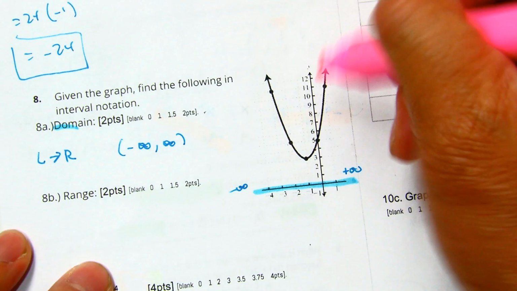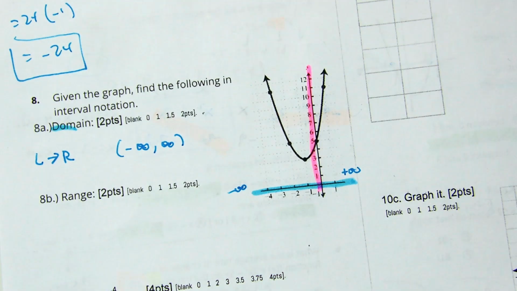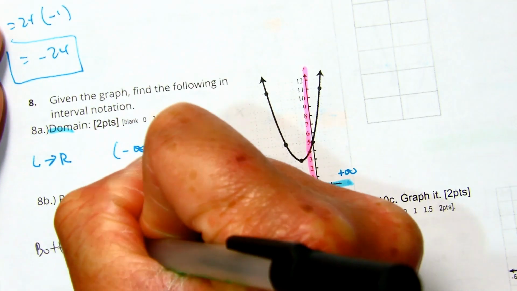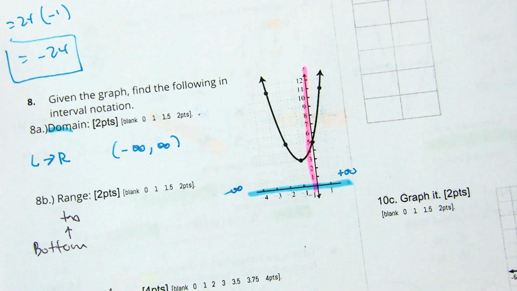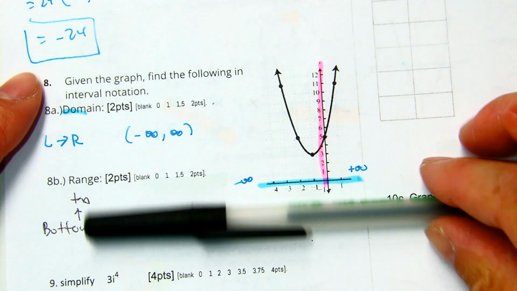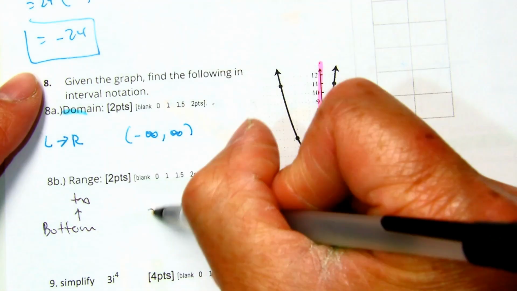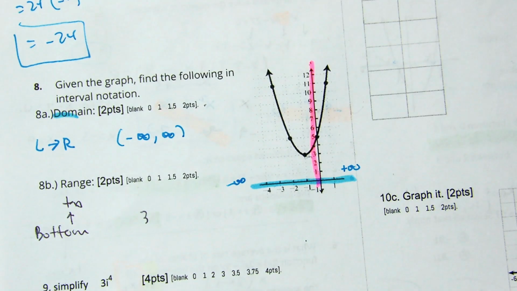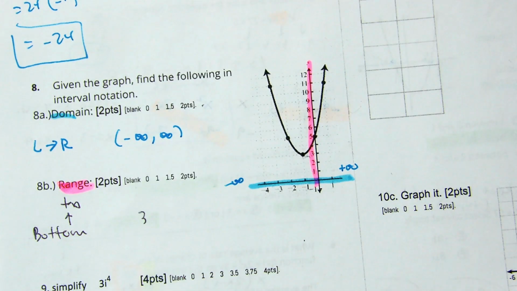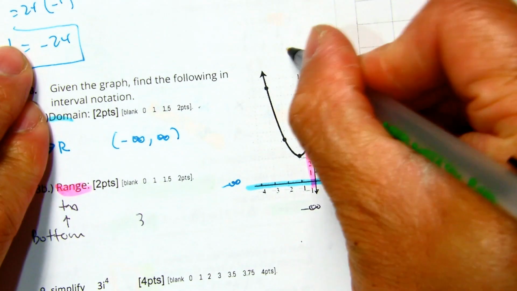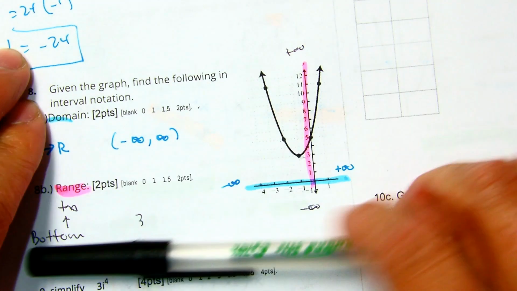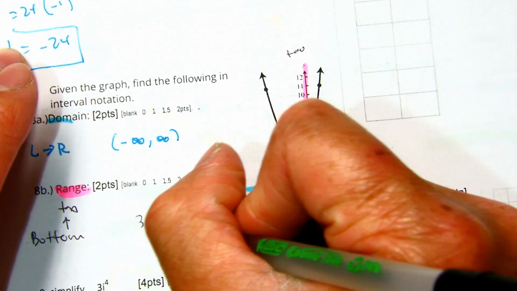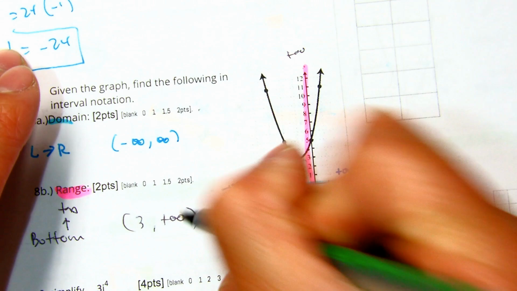The range, my phrase is bottom to top. What are the outputs of the graph? Well, we start here at 3 on the pink. Pink is for the range. So again, negative numbers, positive numbers, but the graph doesn't start until 3 on the y, and then finishes up here at positive infinity. So that is your answer.